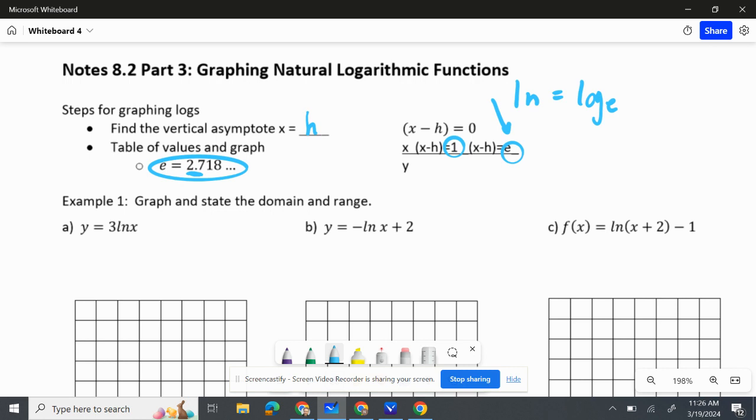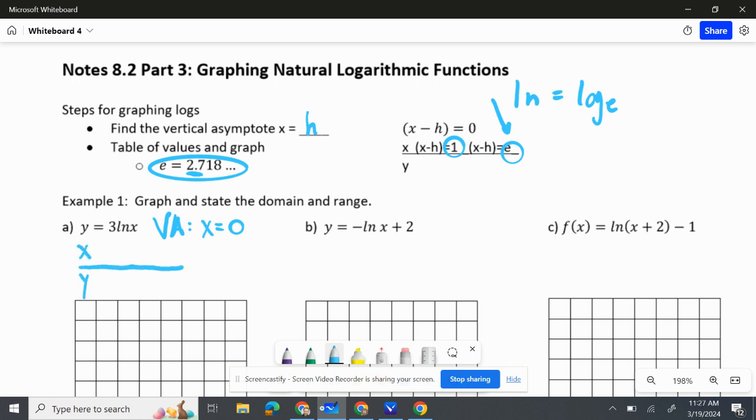So what we're going to do is look at the first one. With the first one, we have our vertical asymptote at 0. And the reason that it's at 0 is because there's no parentheses. So we know that whenever the log is 0, it's undefined. Then we're going to do our table of values.